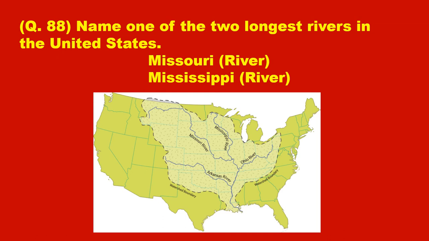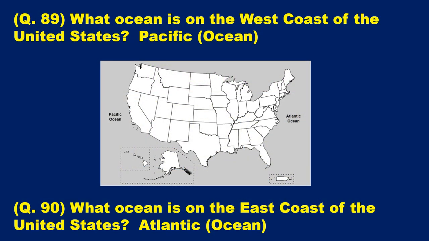Name one of the two longest rivers in the United States. Missouri River, Mississippi River. What ocean is on the west coast of the United States? Pacific Ocean. What ocean is on the east coast of the United States? Atlantic Ocean.